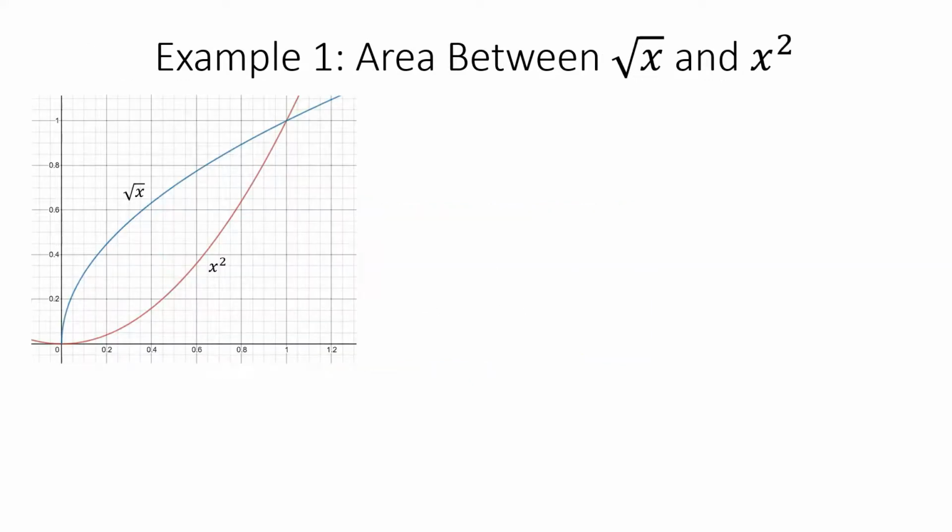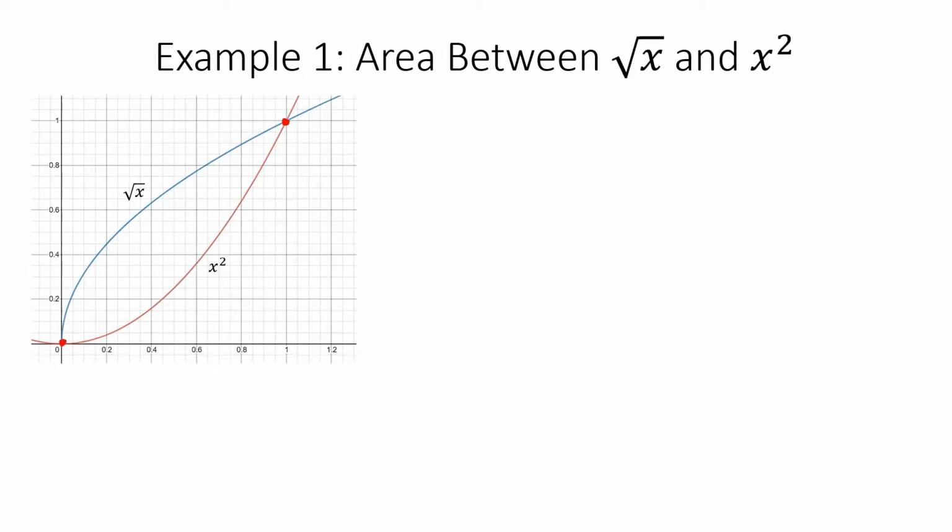We're going to do a quick example of the formula that we saw on the last slide, using the exact graphs from our previous example. Blue represents the square root of x, and red represents x squared. We're going to find the area between root x and x squared. The first thing is to define what f of x and g of x are. We know that f of x has to be bigger than g of x, and for this problem we're finding the area between 0 and 1.